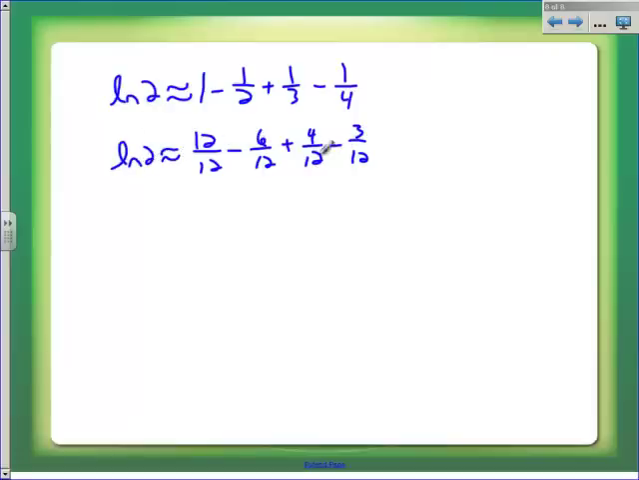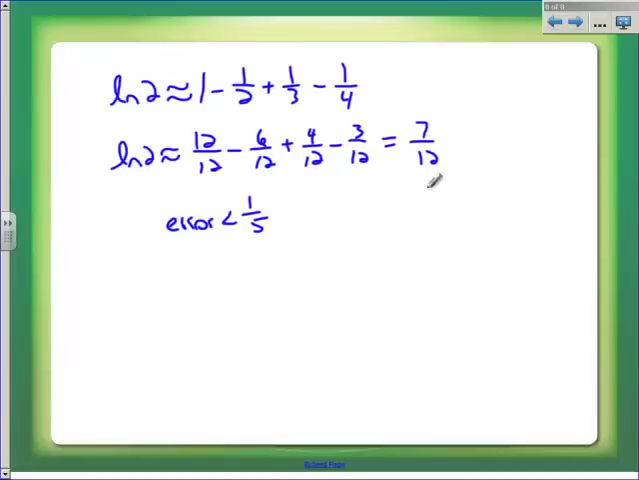12 minus 6 is 6, plus 4 is 10, minus 3 is 7 twelfths. Now let's ask our calculator what that is. Now I know that's not right, but I can give us an error statement. I know that my error is less than the next term that I omitted, which is 1/5.